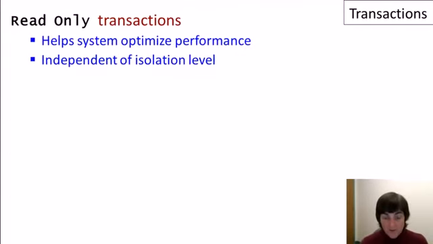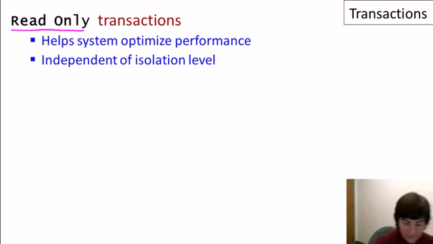So that completes our three isolation levels. In addition to serializable, we had at the weakest read uncommitted, then read committed, and then repeatable read. I did want to mention that we can also set transactions to be read-only. That's sort of orthogonal to setting the isolation level.